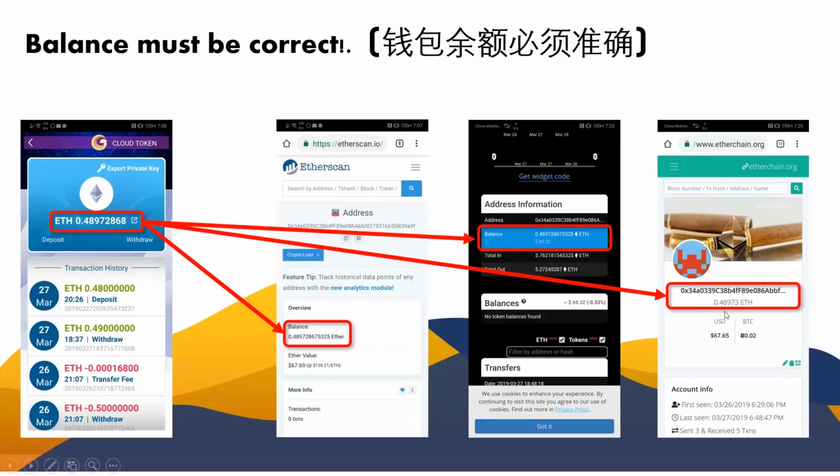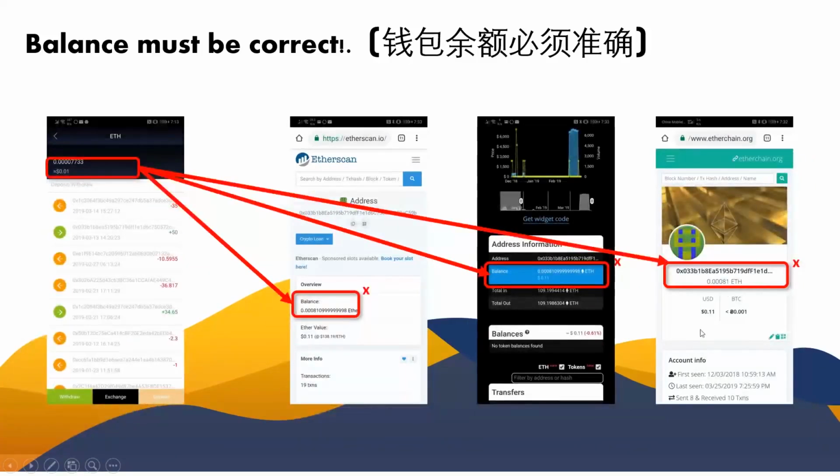It's 48973, because it's 8 here, so they rounded up to 3. Now you look at others. We know that this address has its balance on chain itself. But for some other centralized wallets, the balance is not the same. It's because what they show you is not on the chain, but from the database.